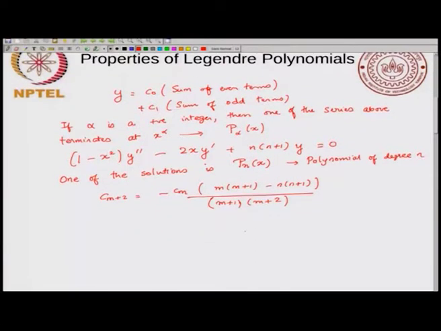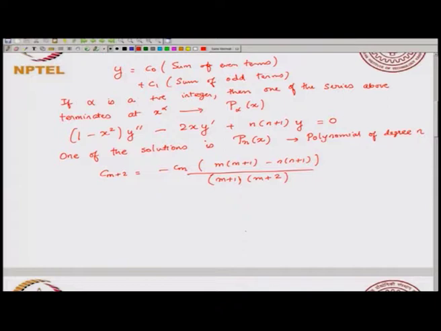Now, we will write down some of the polynomials. Your P0 of x is chosen to be 1. This is arbitrary, you can choose P0 in any way. P0 is just a constant, and any constant will satisfy this differential equation, and we just set that constant to be equal to 1. If you take P0, then n equals 0, so the last term drops off, and any constant will satisfy the remaining differential equation. So P0 is arbitrary, we choose it to be 1.